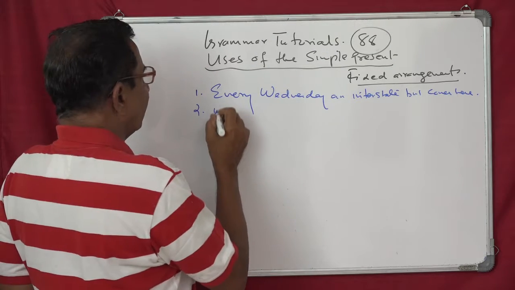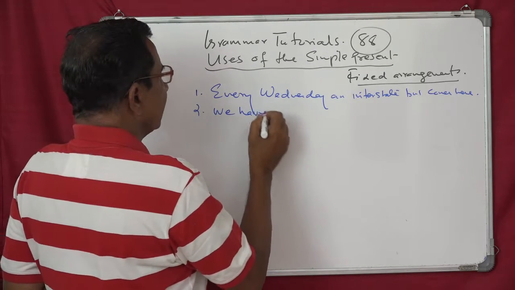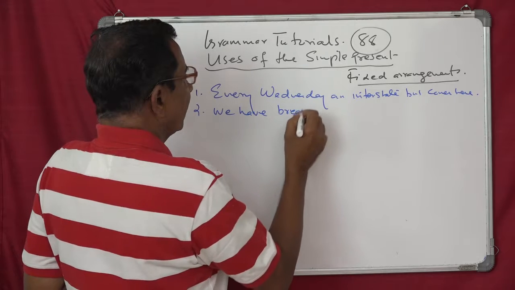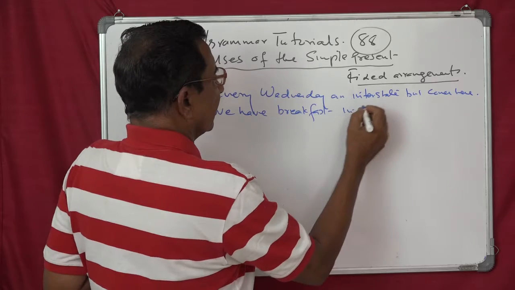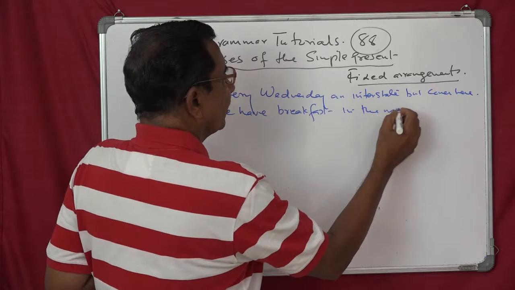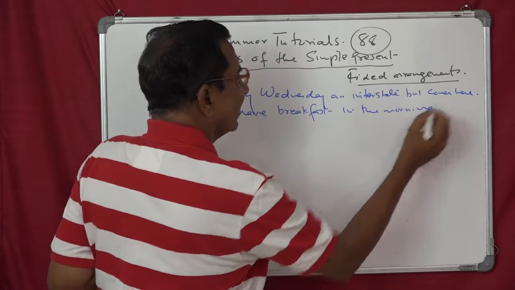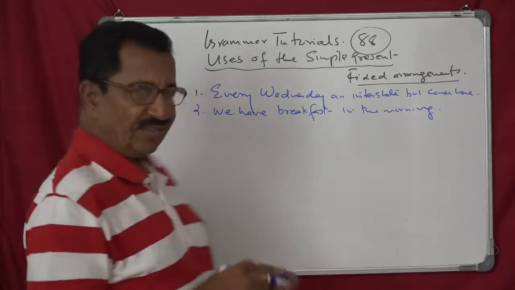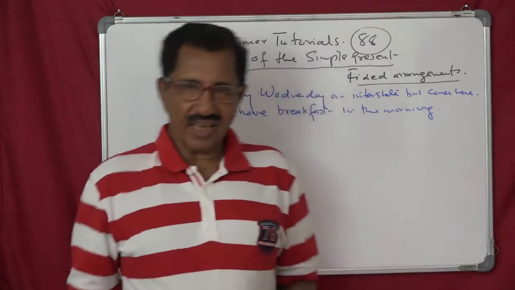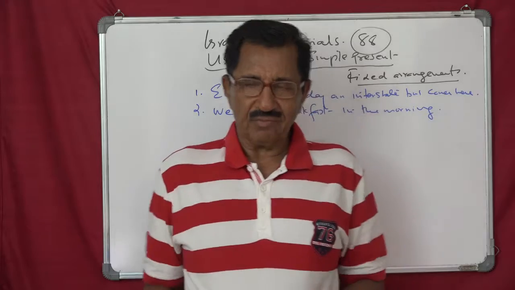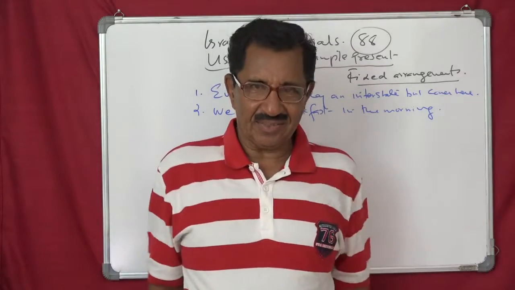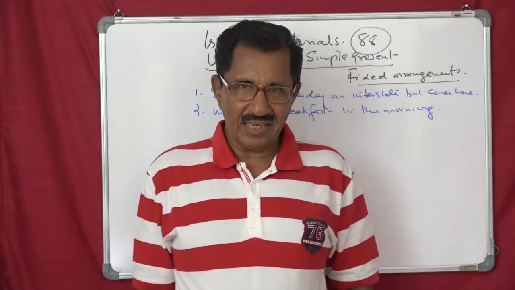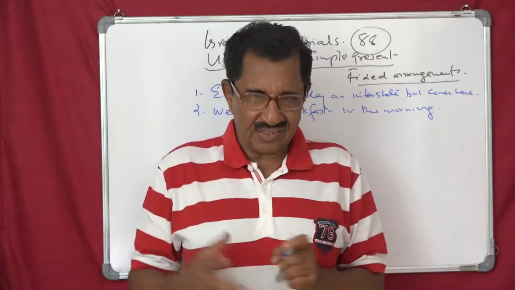Or I said, we have breakfast in the morning. We can say, we have breakfast. Simple present. We have breakfast in the morning. Nobody takes breakfast in the evening, I think, isn't it? And we can say we have tea in the evening. We have dinner at noon. Understand? So these are fixed arrangements. Timetable, you can say generally. Some kind of timetable, it is fixed.